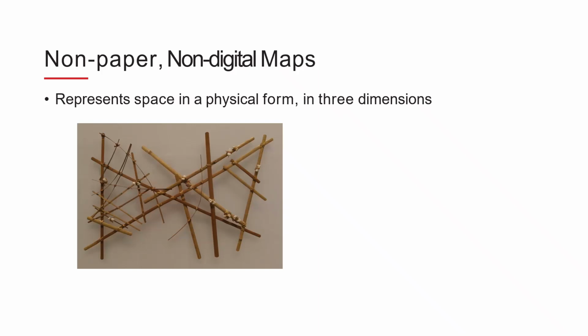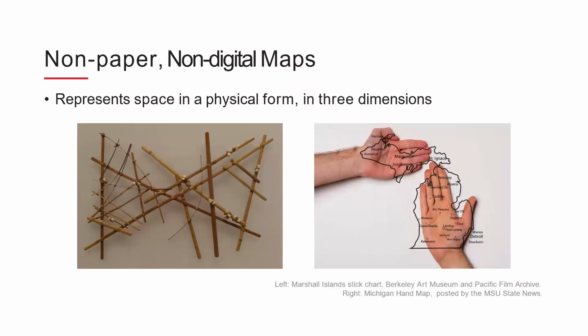The second example is a more recent invention. I don't know if we have any folks from the state of Michigan watching, but this is called the Michigan Hand Map. Apparently, because the state kind of looks like a mitten, folks from Michigan will hold up their hands to demonstrate to each other locations within the state. These maps demonstrate that humans are endlessly creative when it comes to representing space and place, and maps can take many forms.